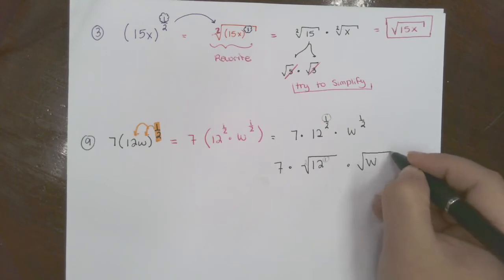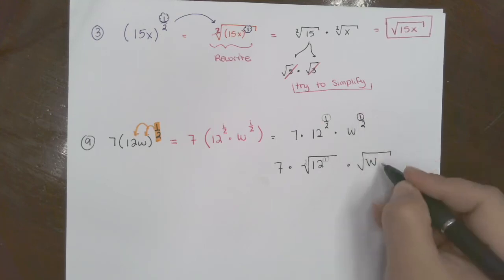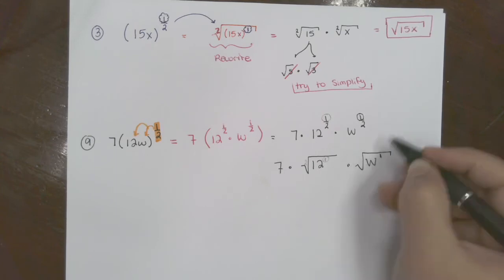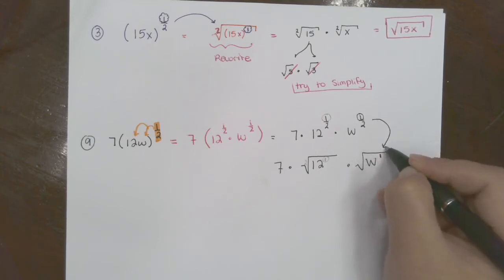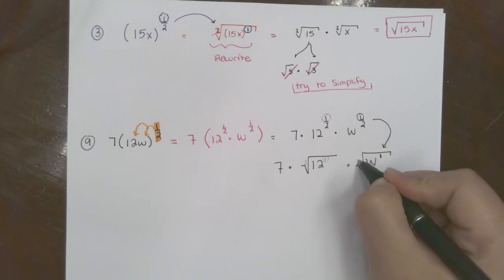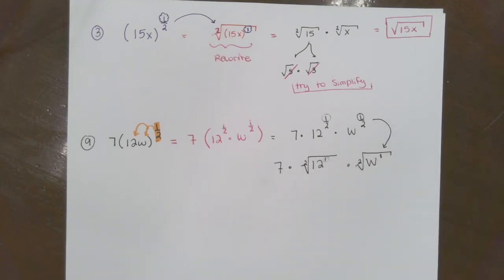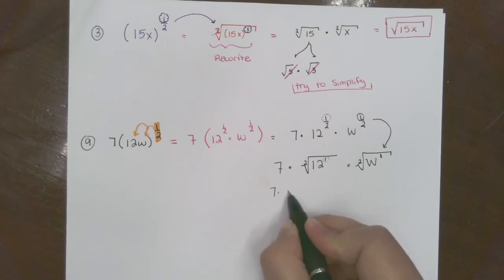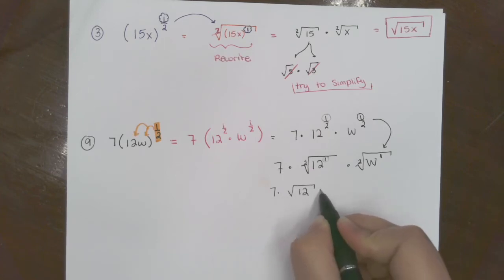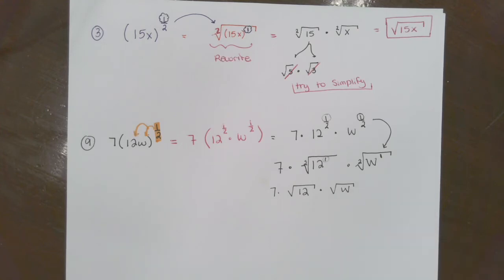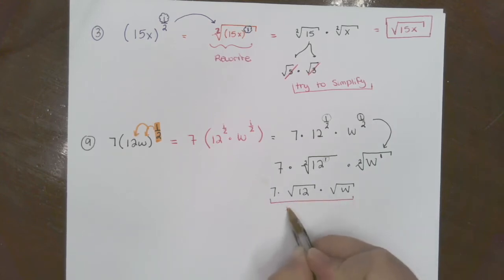What's the exponent on w? Oh, 1. But I do see where you got that 1/2. So when we're converting, that number on top is your exponent. That number on the bottom is your index. I'm going to rewrite that one more time. 7 times the square root of 12 times the square root of w. I'm going to remove those ones because they're really not needed. They're just 1. Now at this step we're going to try to simplify.